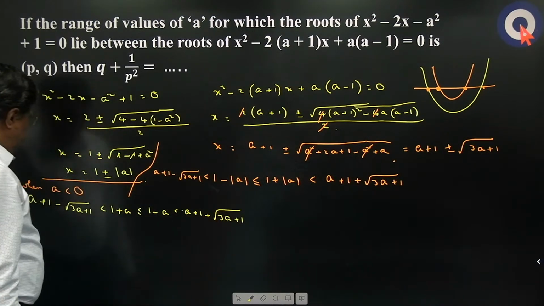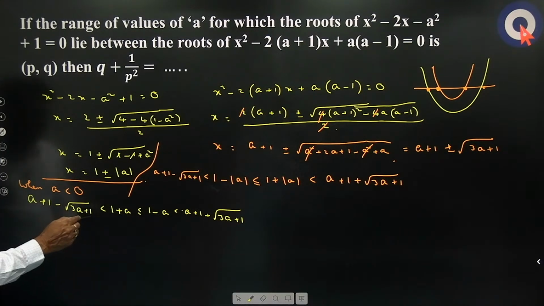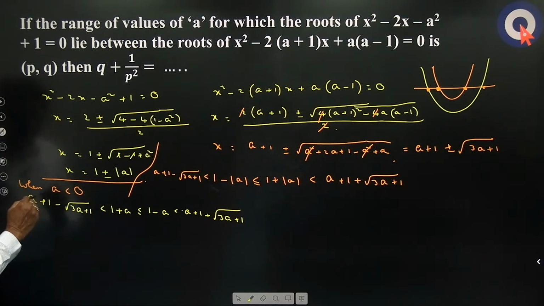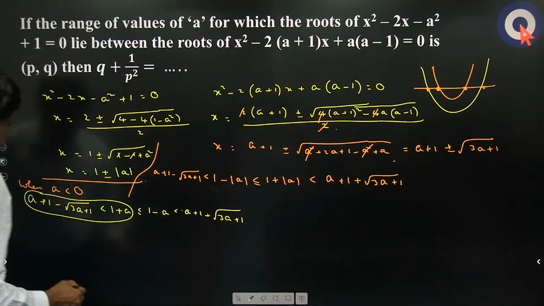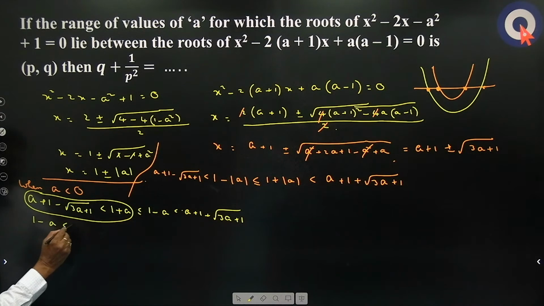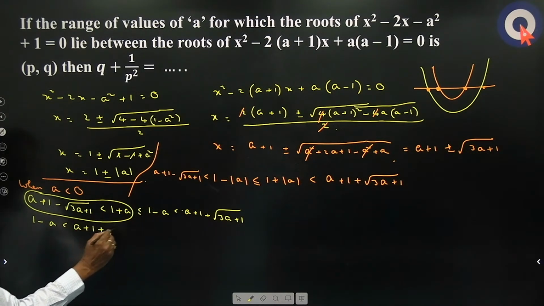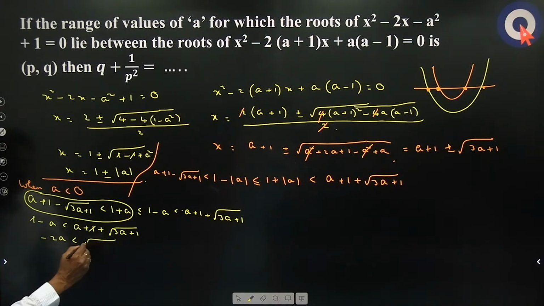Now you can see here, a plus 1 minus root of 3a plus 1 is less than a plus 1 is trivially valid. A plus 1 minus a non-negative quantity is less than 1 plus a. This is anyway valid. So therefore, we need to only consider this part. So when I consider this, 1 minus a less than a plus 1 plus root of 3a plus 1. So this I need to simplify. So this becomes minus 2a less than root of 3a plus 1.